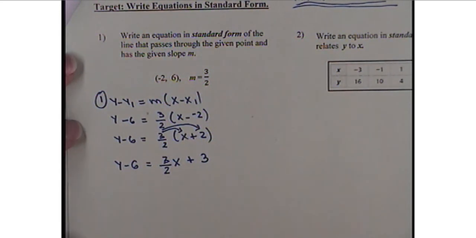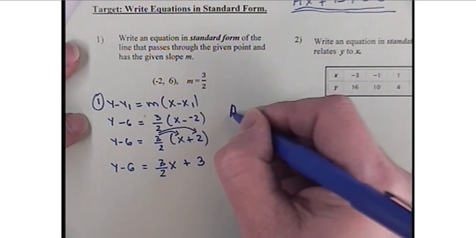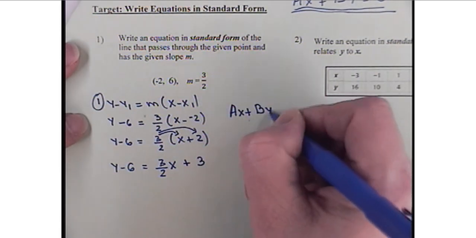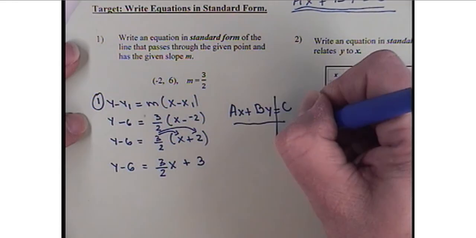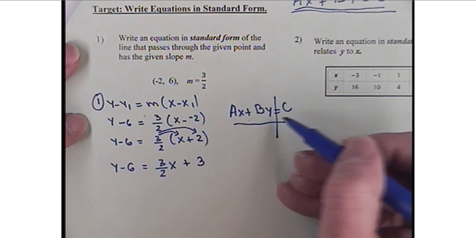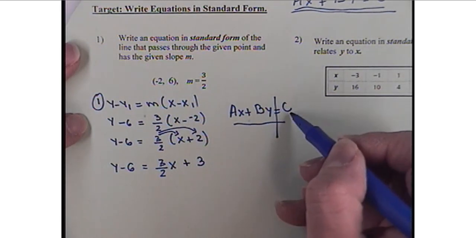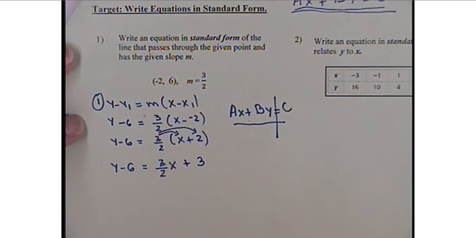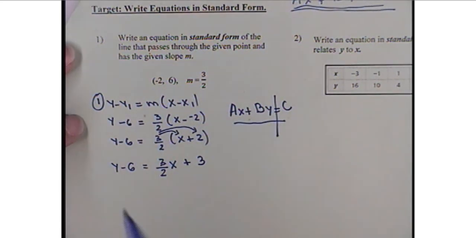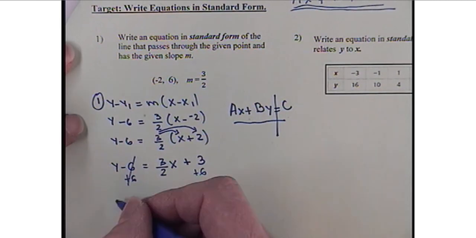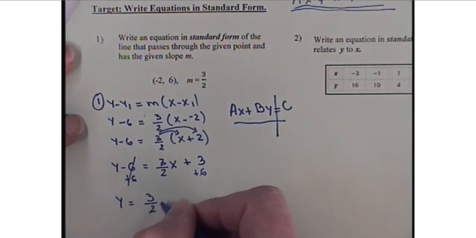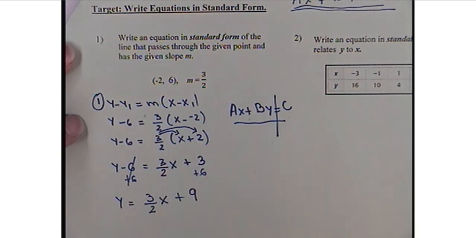Alright, so now look back at ax plus by equals c. This is the form we need, which means on the left side of the equation we want the x and y terms, and only the number without a variable on the right side. So the first thing, I'm going to move this number to the right side, because it needs to go on the right. So it'll be plus 6 on both sides. Those two cancel, and we have y is equal to 3 over 2x plus 9.